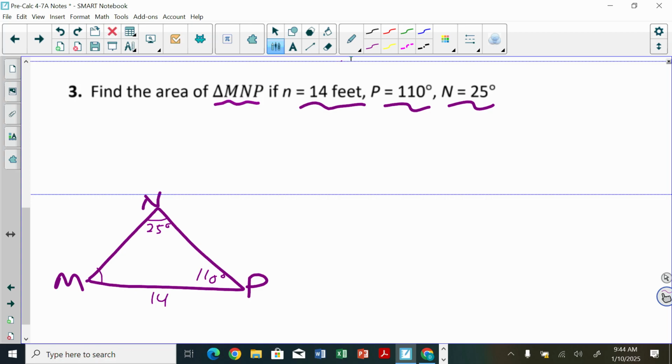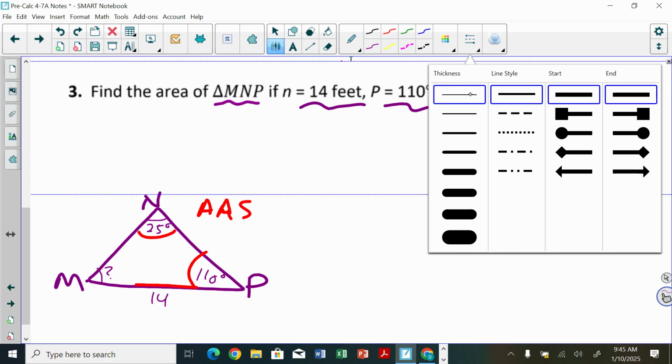We don't know what angle M is right now, but we can figure that out really quick, and it would help us because we need all the angles to use this. Why? Because this one is, what do we have? We have an angle, and we have a side. So this would be the angle, angle, side formula that we're trying to use.